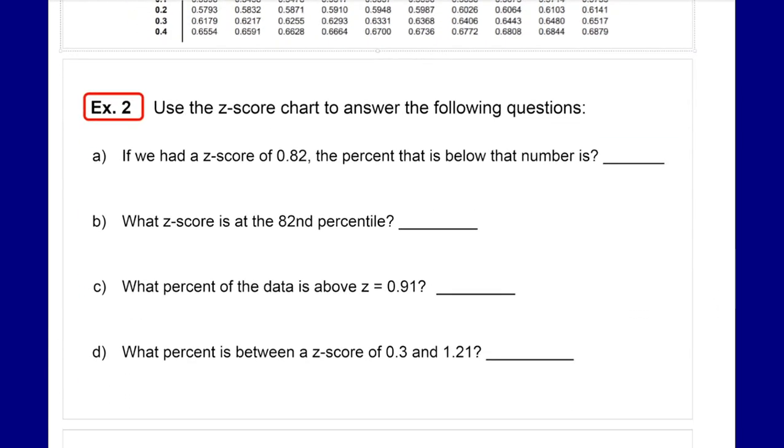So let's practice using our z-score table, or z-score chart, to see if we can find certain values.